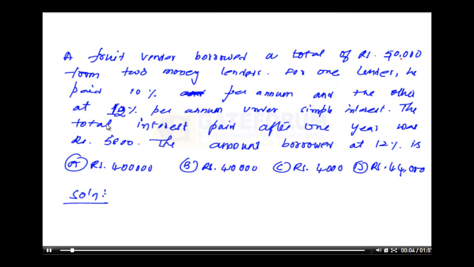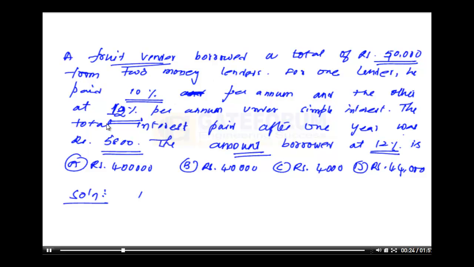It is given that a fruit vendor has borrowed a total of rupees 50,000 from two money lenders, and he paid 10% to one of the person and 12% to the other. And after 1 year, the total interest paid was rupees 1500. Now we have to find the amount borrowed at 12%.